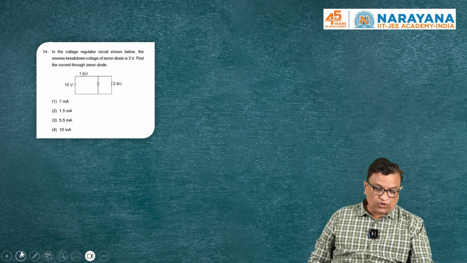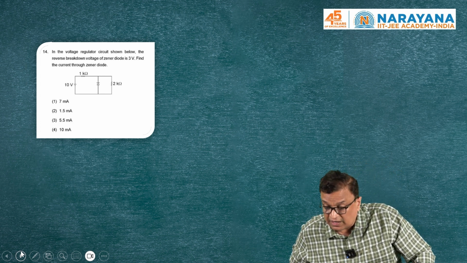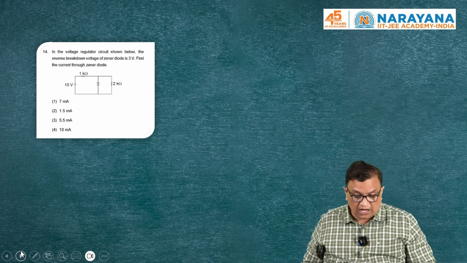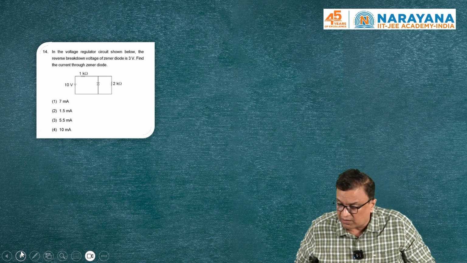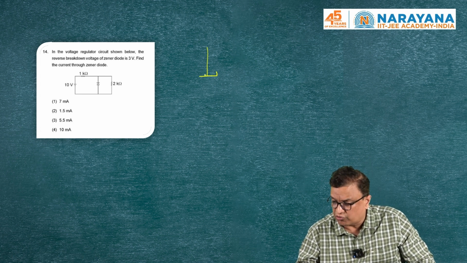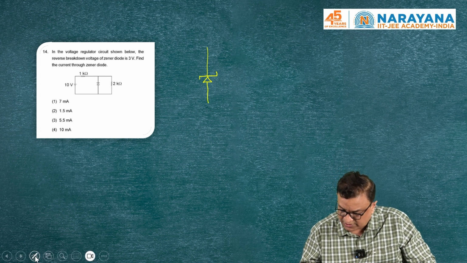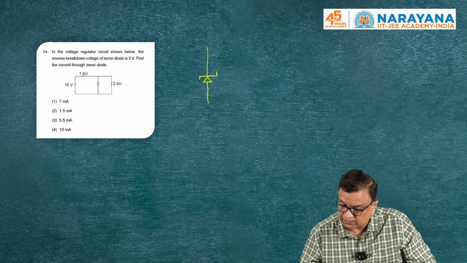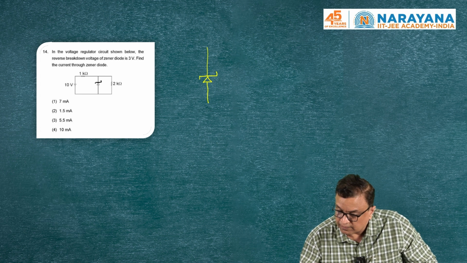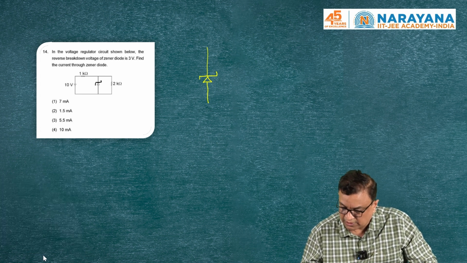Next, 14th question, boys. If the voltage regulator has a Zener diode, it is not a normal diode. It says Zener diode, so the diode needs to be drawn like this. Otherwise, I will simply post the correction. That's it.